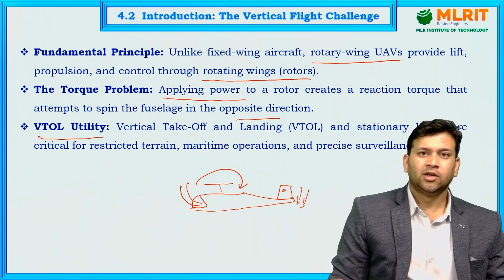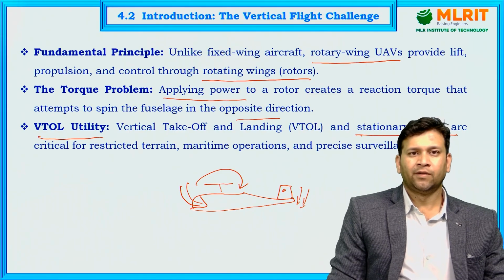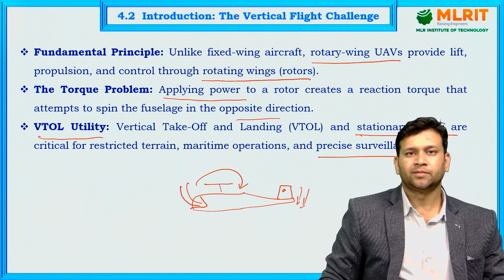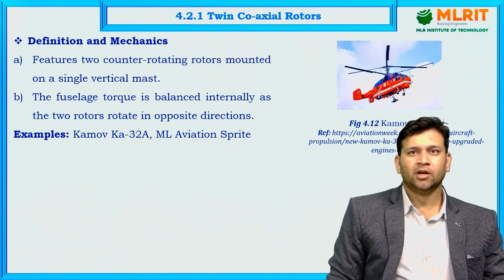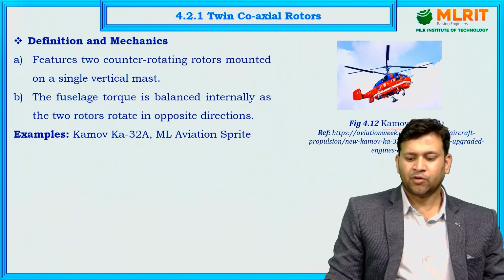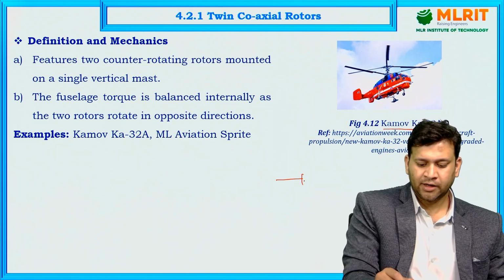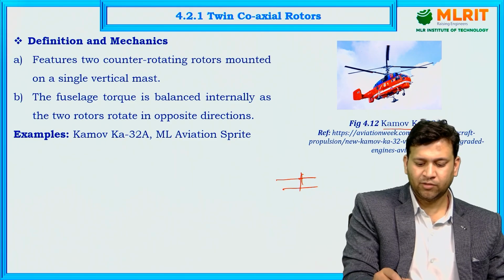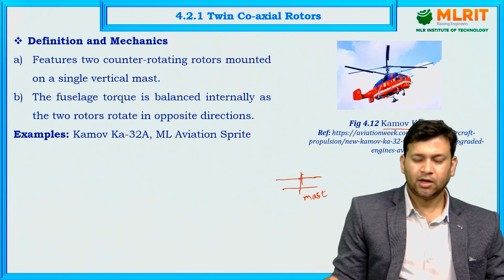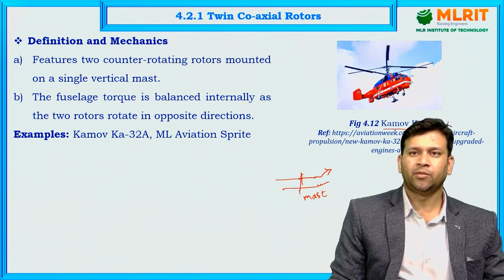VTOL utility. Vertical takeoff and landing and stationary hover are critical for restricted terrain, maritime operations and precise surveillance. Twin coaxial rotors. This is an example of twin coaxial rotors, Kamov Ka-32A, where we'll find two sets of blades on the same mast. This is the mast, and we'll have blades. This is one set of blades, and this is another set of blades which will be rotating.